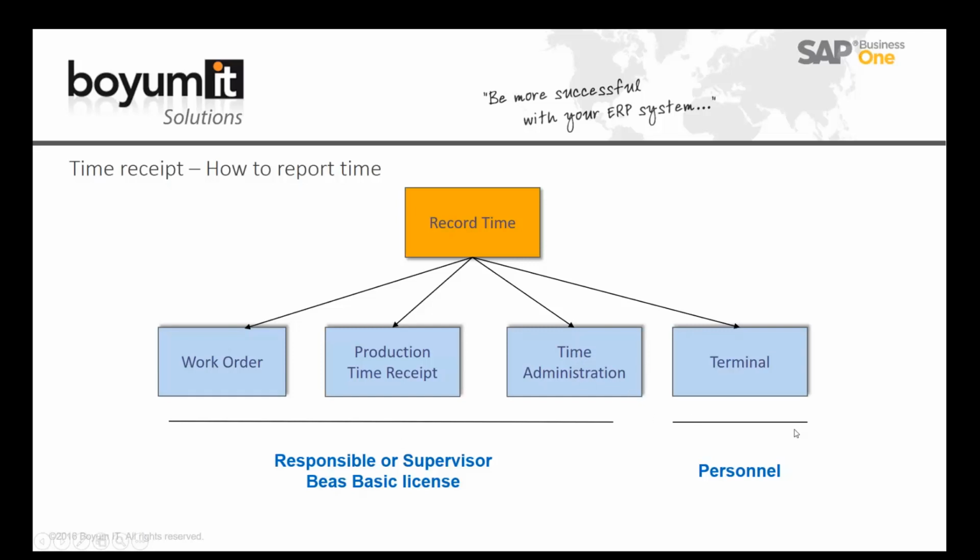We have another option on the system, that is when we have the terminal license. In these three screens it is because we have the basic license, and probably we have a responsible person who collects information during the day, and probably at the end of the day reports this time receipt. This means we are not necessarily collecting the information on time.